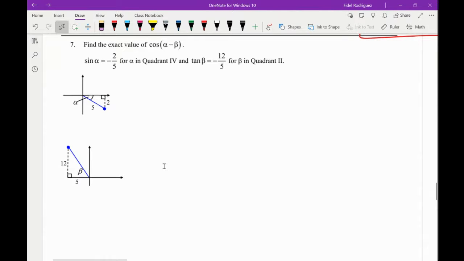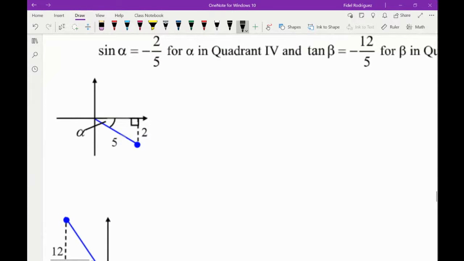So number 7 says, let's find the exact value of the cosine of alpha minus beta. And it says the sine of alpha is negative 2/5 when alpha is in quadrant 4. And the tangent of beta is negative 12/5 when beta is in quadrant 2. Okay, so guys, if I was sitting where you're sitting, this would be my approach in doing this problem. I would look at this picture right here. Remember what quadrant we're in for the first part. What quadrant are we in? Yeah, we're in quadrant 4, right?